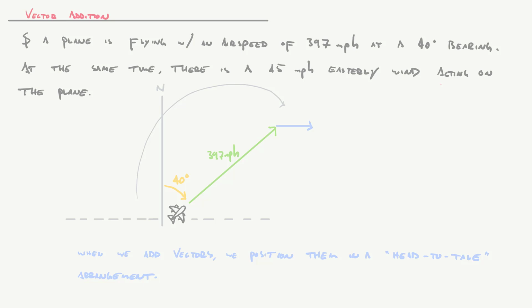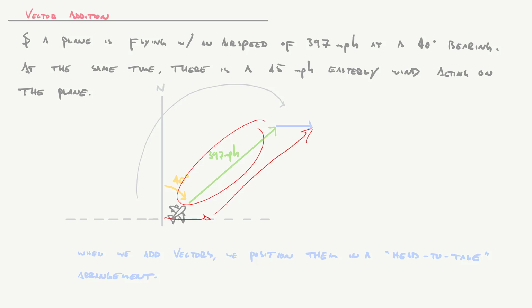To do this, we're going to add these two vectors. And when you add vectors, you position them in a head-to-tail arrangement. Now, there's always two ways to do that. I happened to move the tail of the wind speed vector to the head of the airspeed vector, right? The plane's airspeed vector. The other way to do it would have been to take the tail of the airspeed vector and move it to the head of the wind speed vector. I probably would have put this in standard position so it would look like this. Then I would have moved this one here. But the point is, we would have ended up at the same place, right?